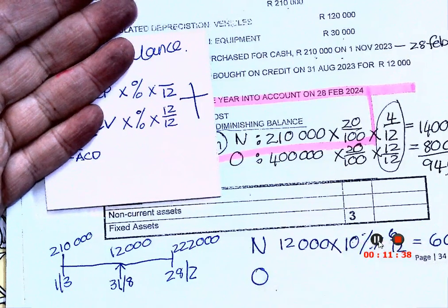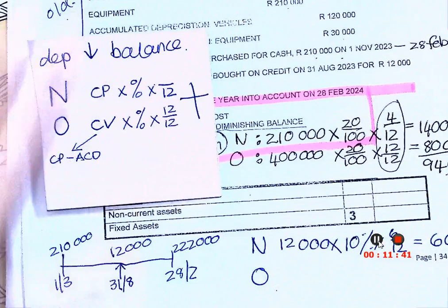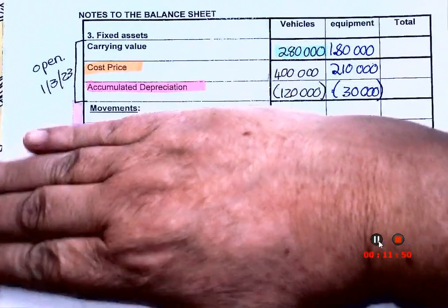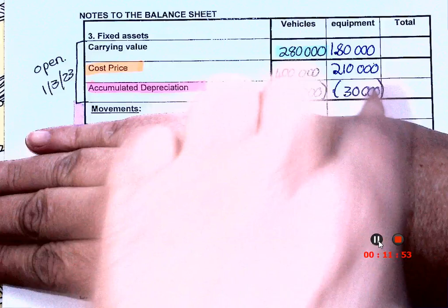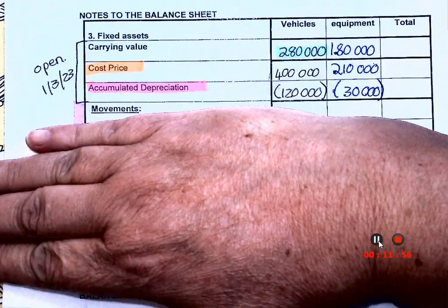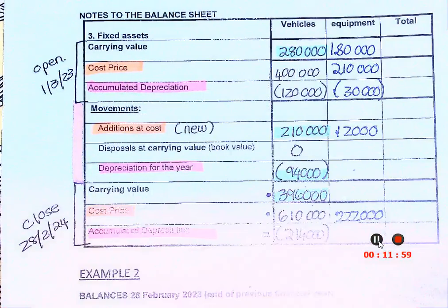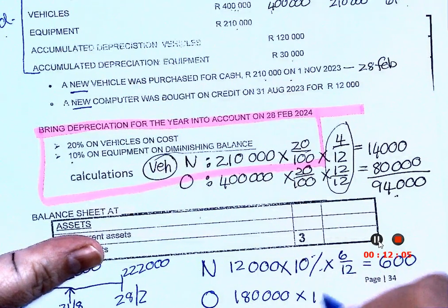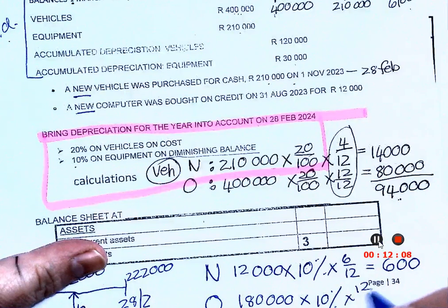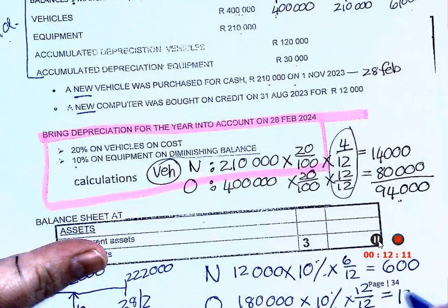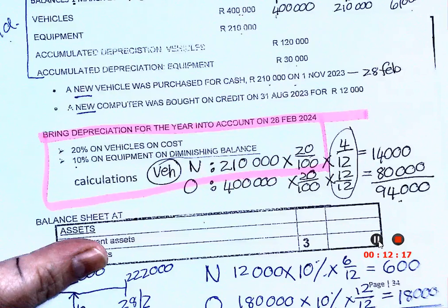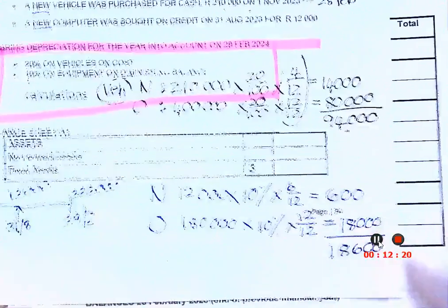Now the old one. What is the carry value of the old one? And can I show you how easy it is? If I go to my note, the old one is the opening balance. So, am I going to use the 210 or the 180? The 180. So I say 180 times 10%, and it's 12 months, so you can write 12 over 12, or you can just write nothing, and it's going to give me 18,000. So my depreciation is 18,600. Anybody with a problem?